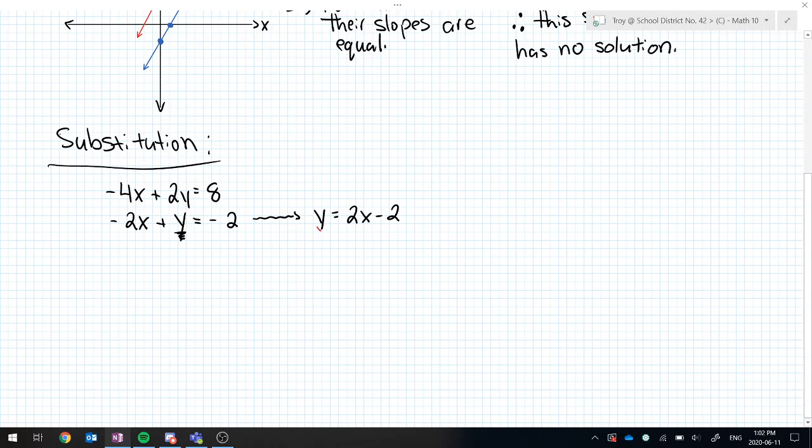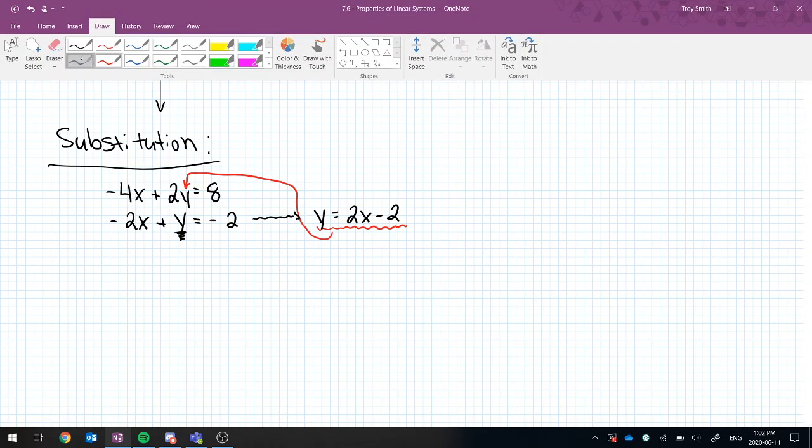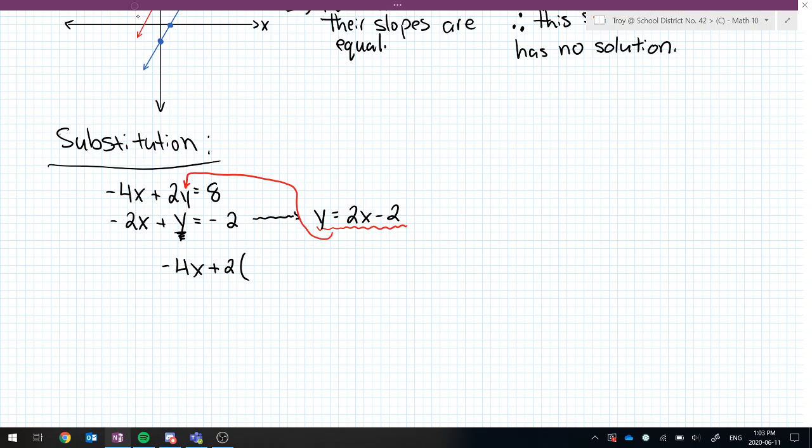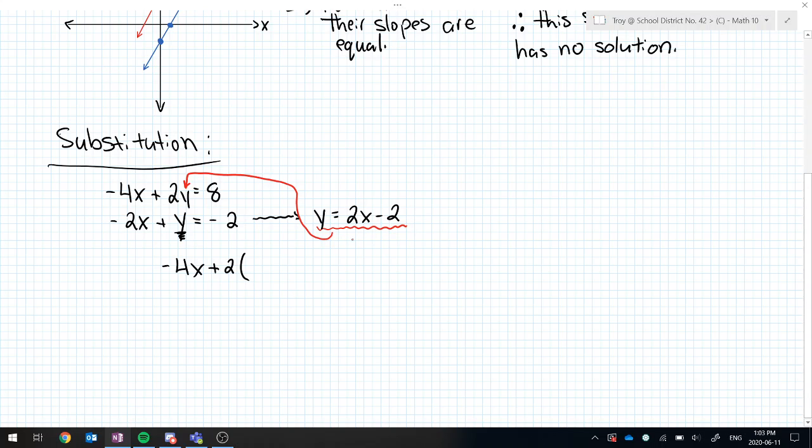So I'm going to take this and make that substitution into that y right there. Okay, so when I do so, I'll get negative 4x plus 2, and now I have to start my substitution for that y. So from the second equation, we've isolated the y here, so we can do this substitution.